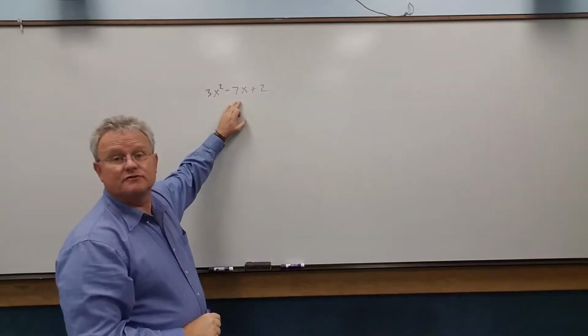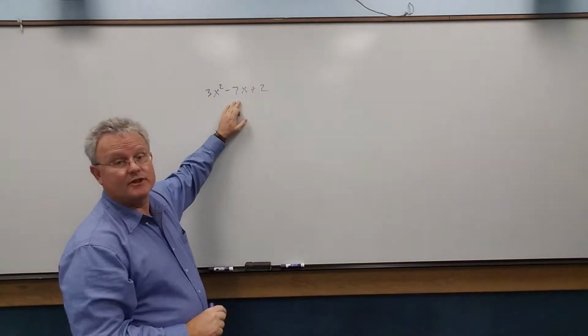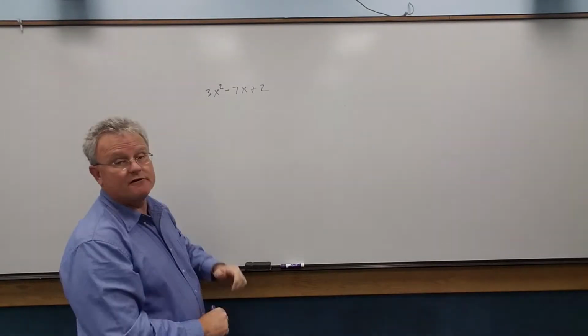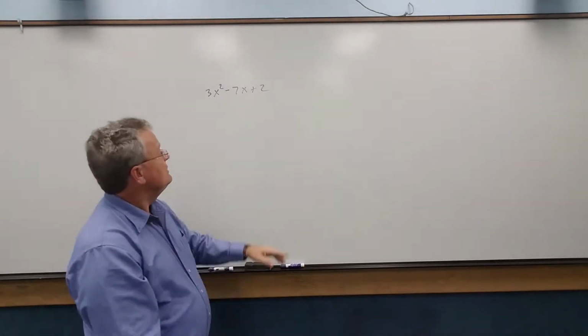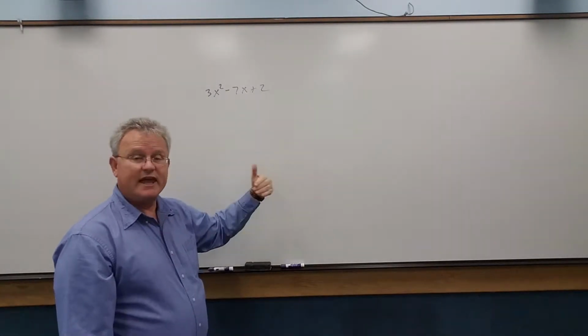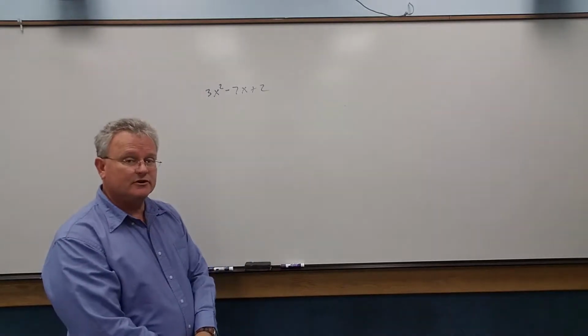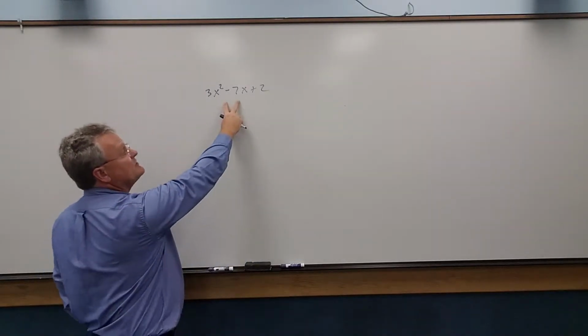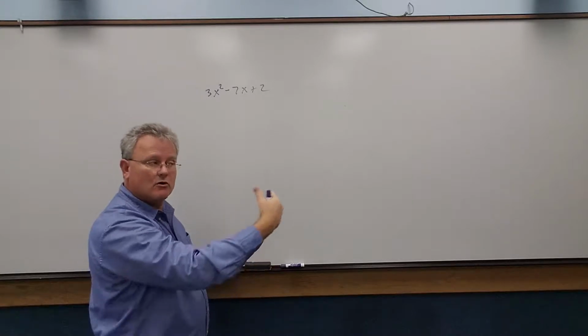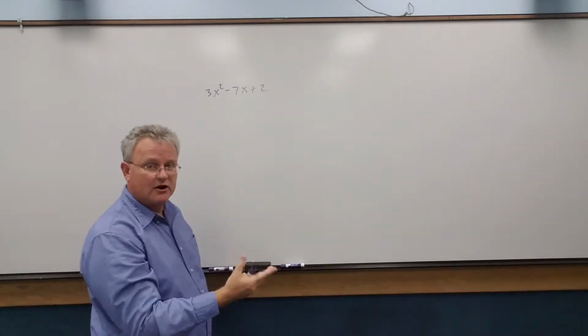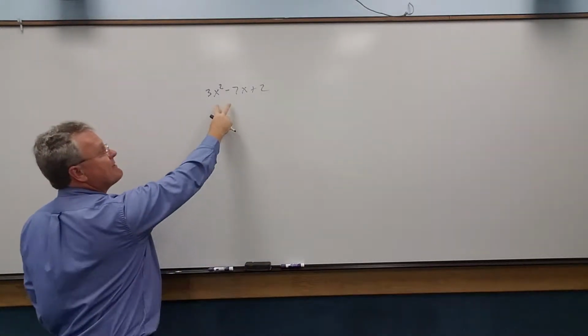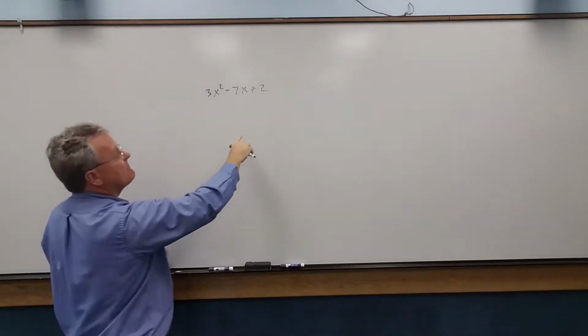Okay, so let's first factor this trinomial. Now remember, the number in front of x squared is not 1, so we can't use the method we did in an earlier video. We've got to do this by grouping, or there's another way called trial and error. I'll do both ways.